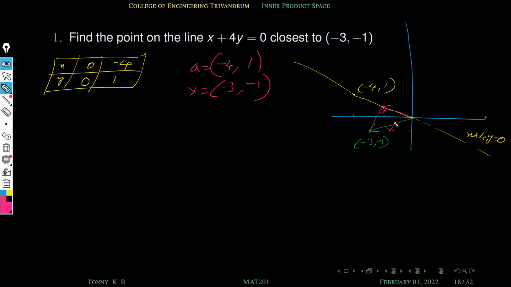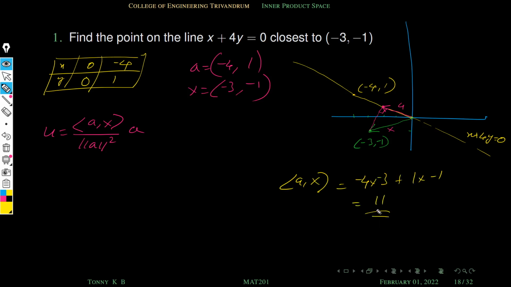Our aim is to find the closest point, that is given by our projection u. So we have to find u. What is the formula of u? Yes, u is equal to inner product of ax by norm a square into a. First we have to find inner product of ax. A is given, x is given, so we find the Euclidean inner product: minus 4 into minus 3 plus 1 into minus 1, that is 11. Next we have to find norm a square, that's the inner product of AA. That means minus 4 square plus 1 square, that is 16 plus 1, that is 17.